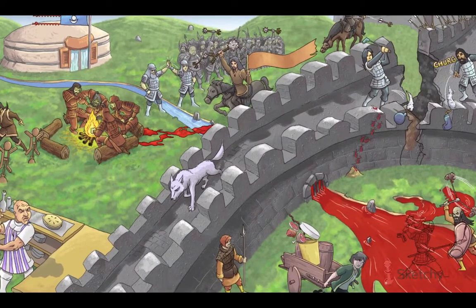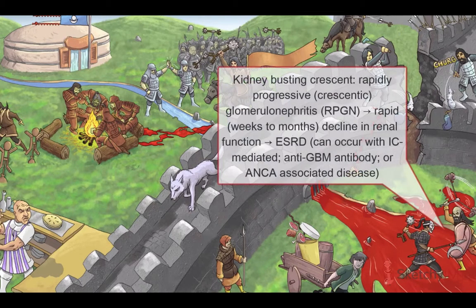Lastly, rapidly progressive glomerulonephritis, or RPGN, is a clinical syndrome in which rapid deterioration of renal function occurs over weeks to months, culminating in end-stage renal disease. RPGN is associated with crescent formation and necrosis on histology. Hence the deadly crescent weapon, along with that black, necrotic-looking armor. Not only that, he's jabbing that kidney shield to emphasize the rapid decline in renal function that occurs.